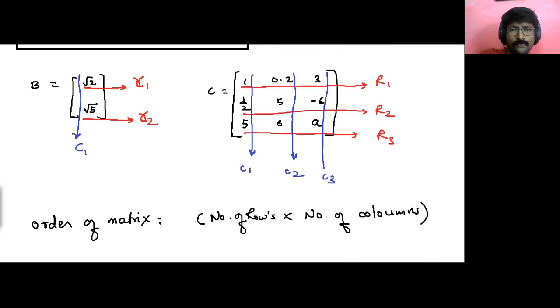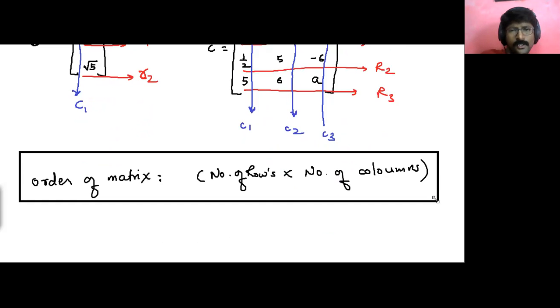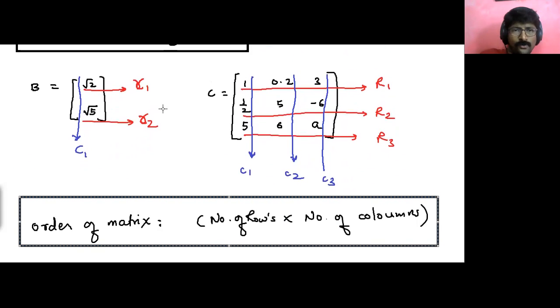Okay, number of rows into number of columns. So that is the order of the matrix. Now in this case, what is the order of this matrix? So what is the order of matrix B? Matrix B's order is two rows into how many columns? One column.